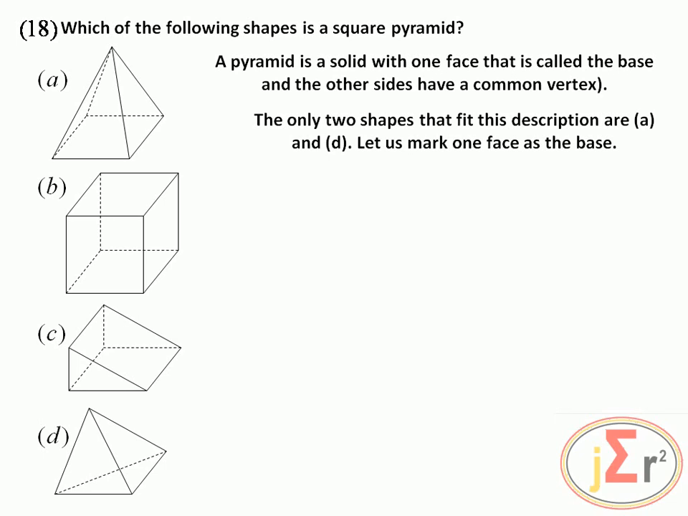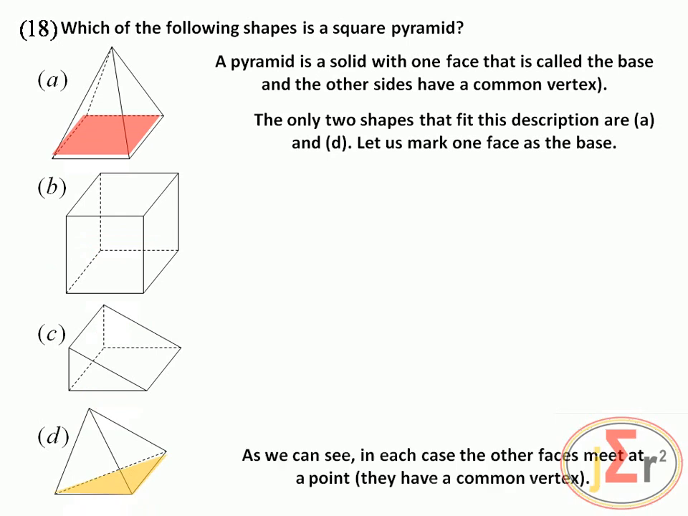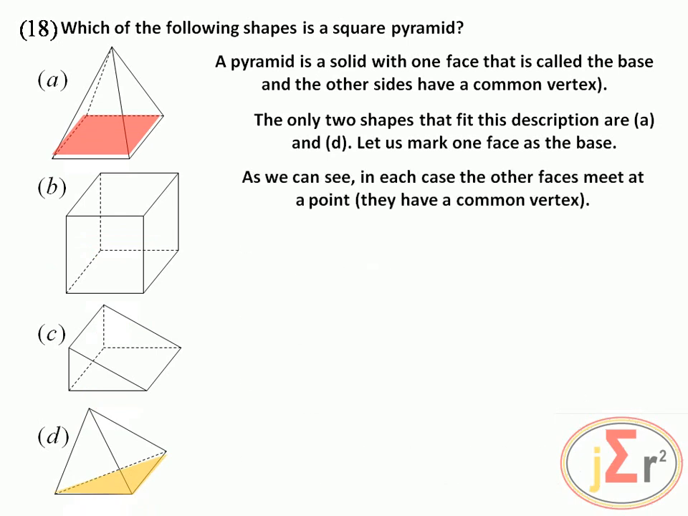Let us mark one face as the base. So in A and D we are marking one face as the base. As we can see, in each case the other faces meet at one point. They have a common vertex. So there we have the common vertex at which the other faces meet.